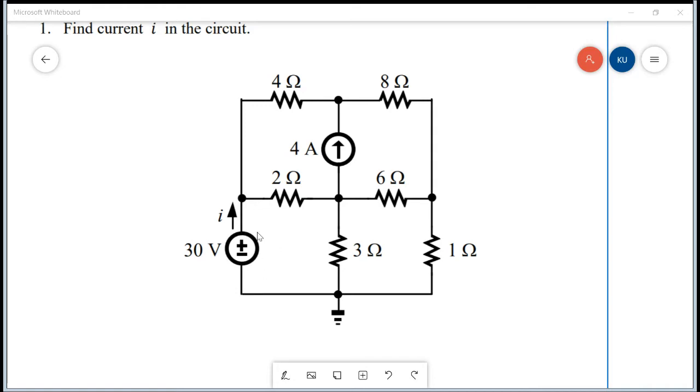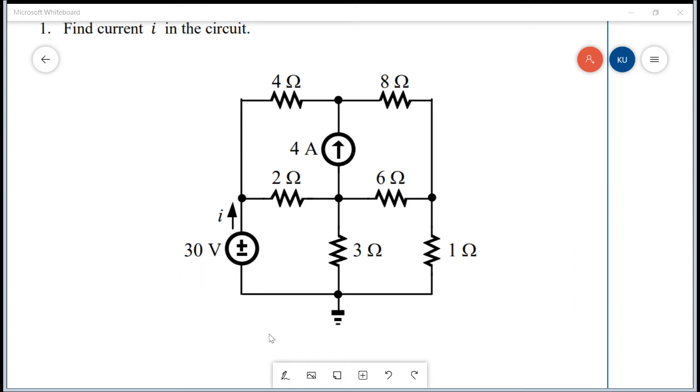And actually we cannot write any formulas about the current of a voltage source. Likewise, we cannot write the voltage difference across a current source. So we need to solve for the whole circuit, and after that we can calculate all the currents, and then finally we can use KCL at this node, and then we can find I.